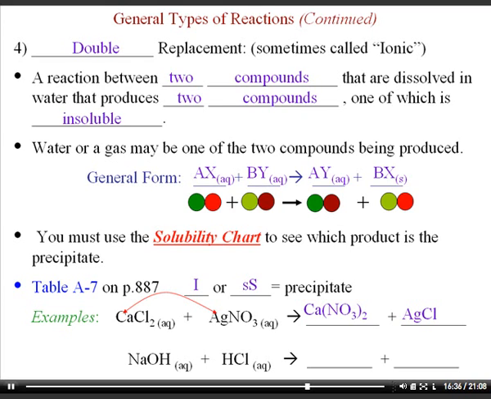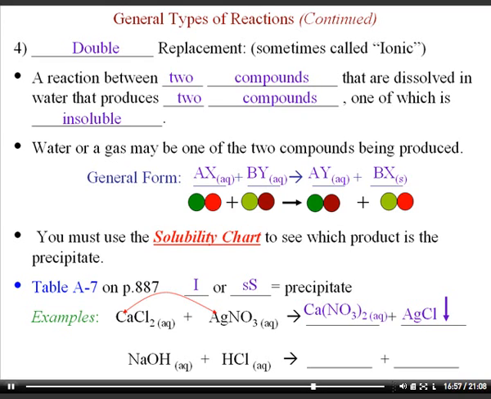Now we're going to use the solubility chart and look up which one of these compounds forms the precipitate. All nitrates dissolve no matter what compound they're stuck with or what metal they're stuck with, so that's going to be aqueous, and the silver chloride is very rarely soluble, and so the silver chloride is going to form the precipitate. And I'm going to use the symbol that we had in the first lecture, the arrow going down, which represents the solid precipitate.